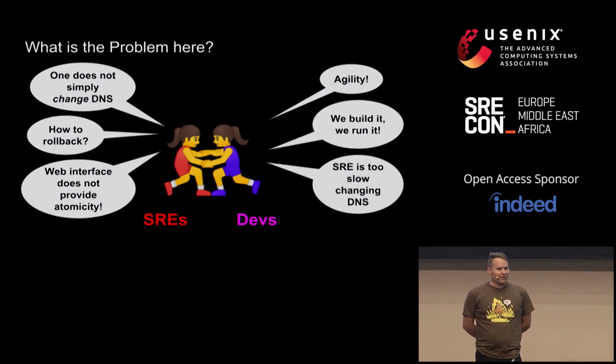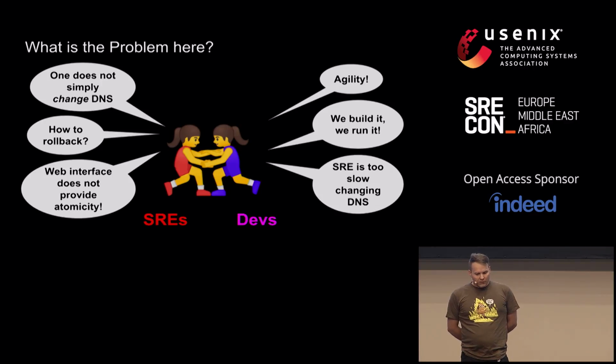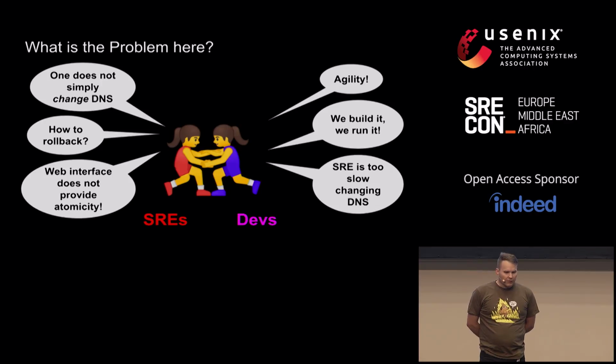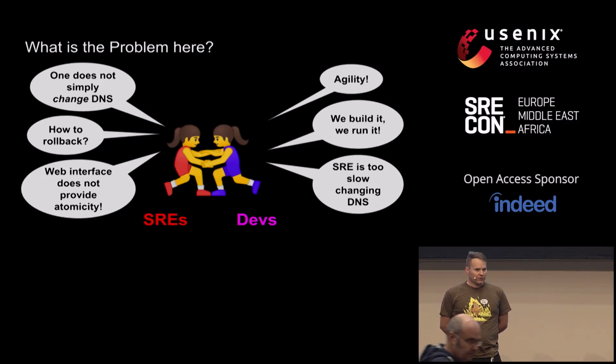And then I think we found the root cause of all this. SRE is too slow changing DNS. And they were right. It took us hours to days to review DNS changes and then apply them manually to production. So developers did not want to wait that long and just changed it themselves.